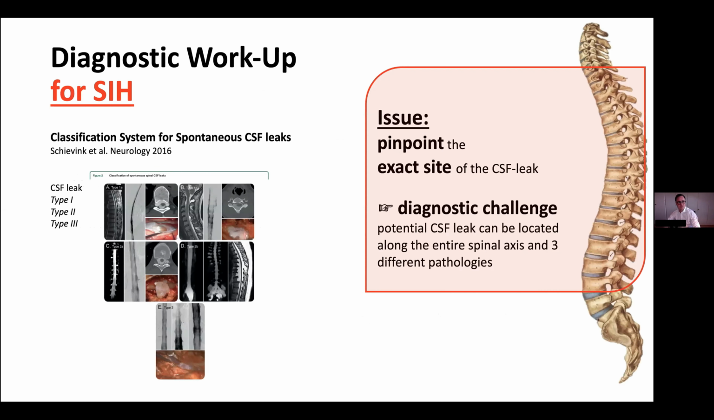Coming to the diagnostic workup, I want to start with SIH. As mentioned before, there's a classification described by Walter Schievink of 3 types of CSF leaks: a discogenic microspur, arachnoid cysts, or a CSF venous fistula. And what is the issue about diagnosing SIH? You have to pinpoint the exact site of the CSF leak. The diagnostic challenge is that you have a potential CSF leak which can be located along the entire spinal axis, and you have 3 different pathologies to identify. So this is a challenge.